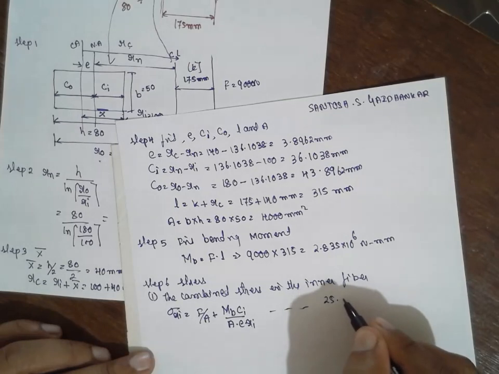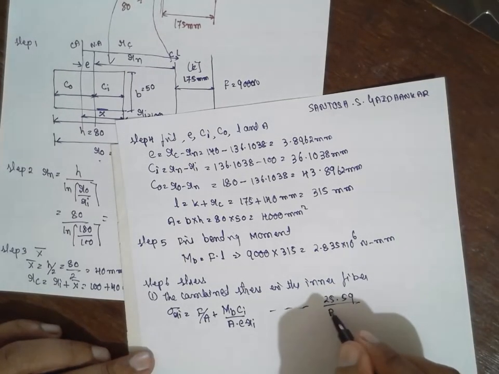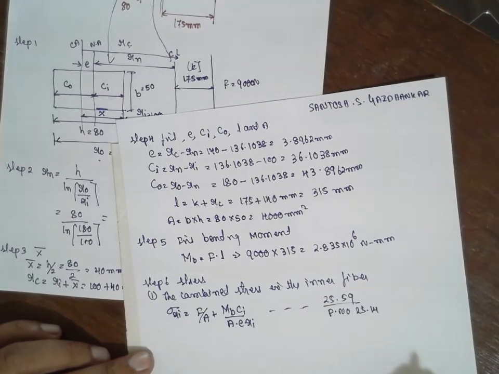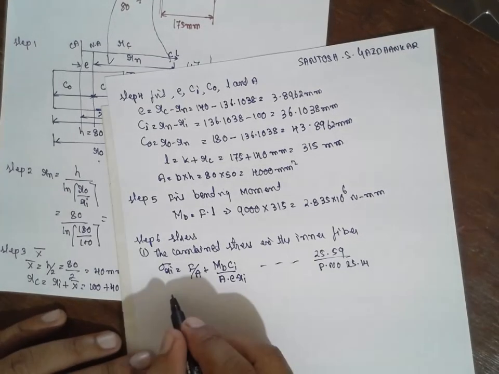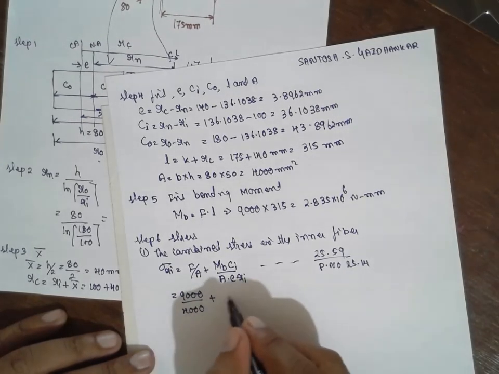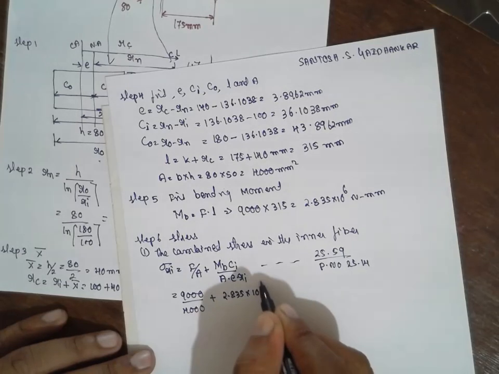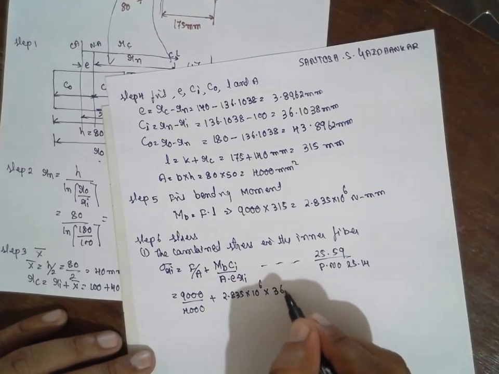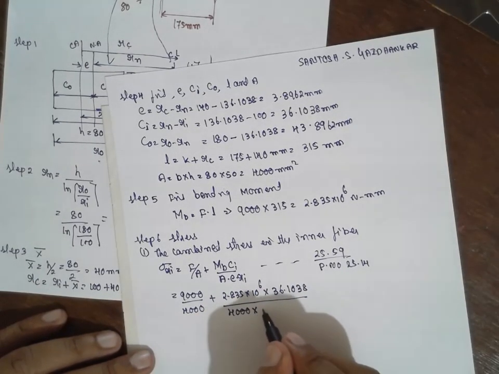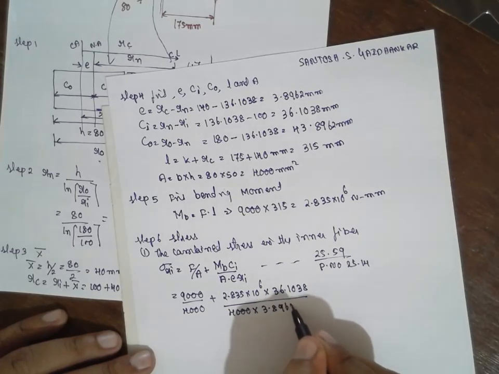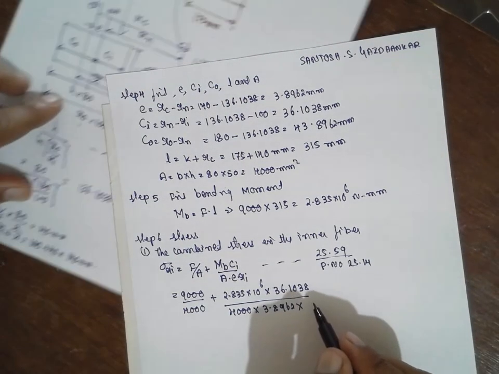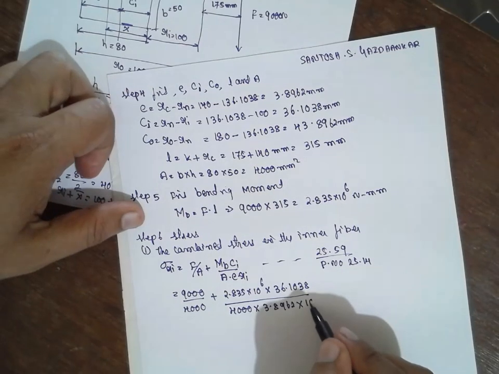Page number 25.59. Sorry, the page number is 25.14, data handbook. Now, what is F? F is 9000 divided by area, which is 4000, plus MB, which is 2.835 into 10^6. CI will be 36.1038 divided by 4000. E is nothing but 3.8962. E is obtained here, into RI. RI is nothing but 100. It is obtained from the figure. RI is 100.